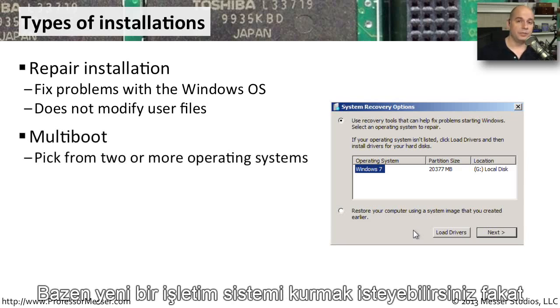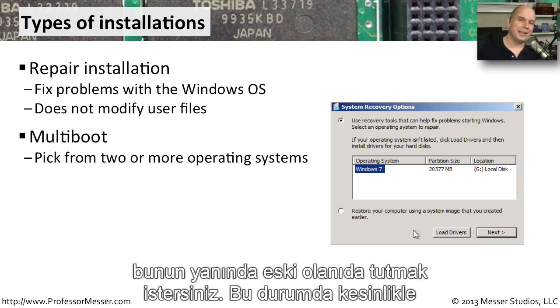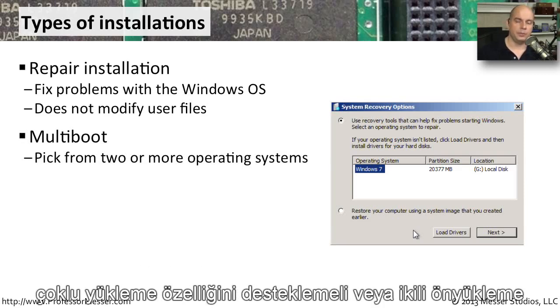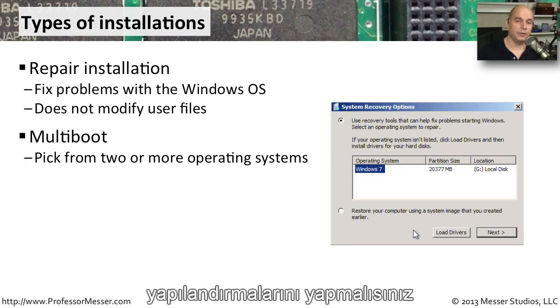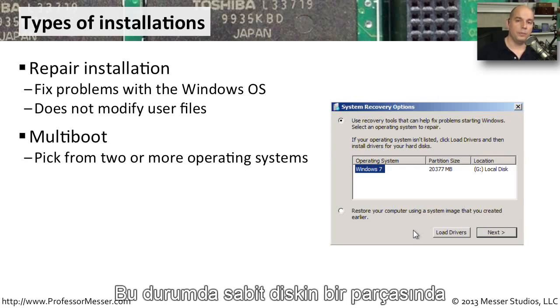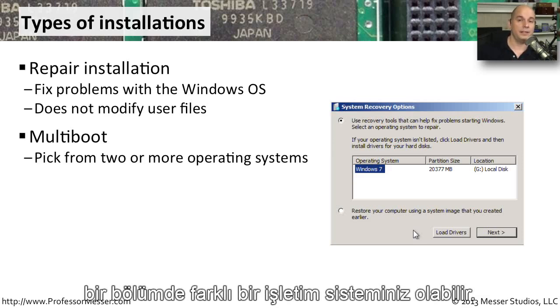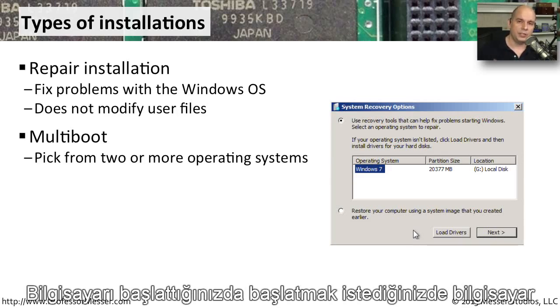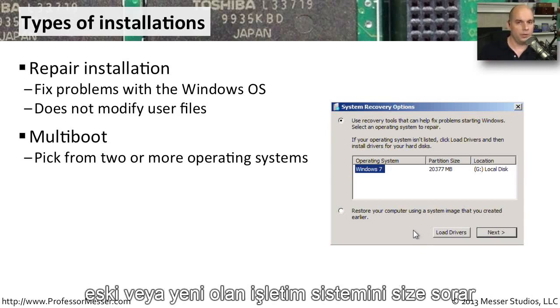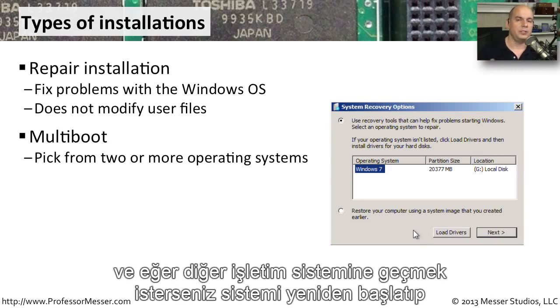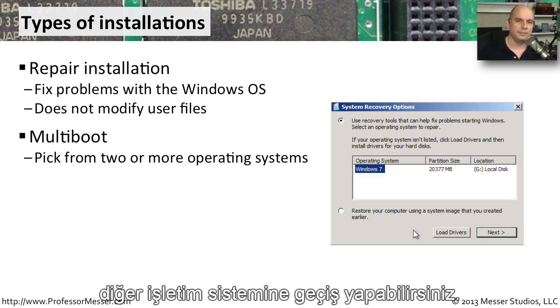Sometimes you'd like to install a new version of an operating system, but you'd like to keep the old one there just in case. And certainly you can support a multi-boot configuration or a dual boot configuration where you have not only one operating system on one part of the hard drive, but a completely separate operating system on another part of the hard drive or even on a different partition somewhere else. And when your system starts up, it gives you the option: would you like to start the old operating system or the new operating system? And you can simply restart your computer anytime you'd like to move between one operating system and the other.